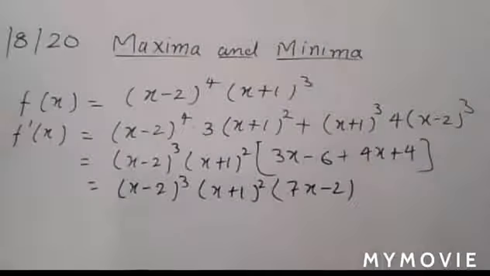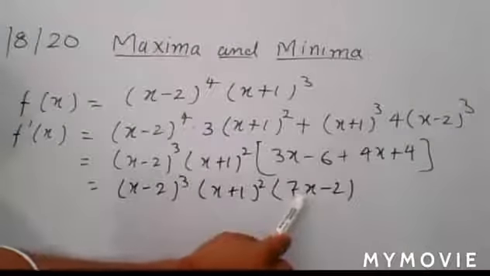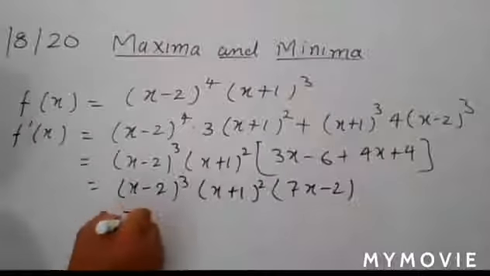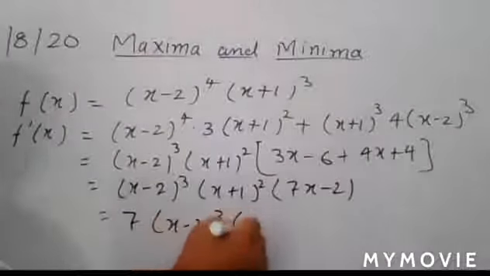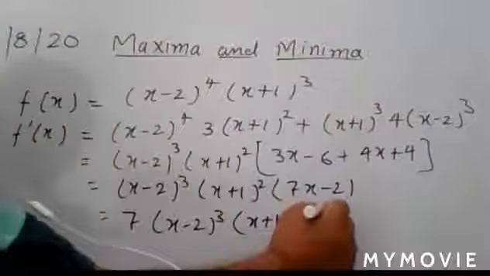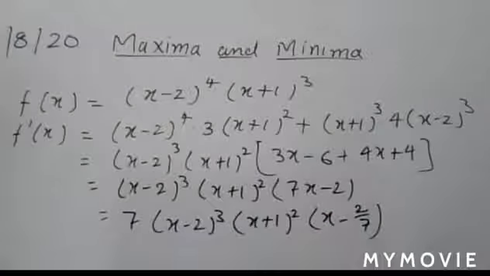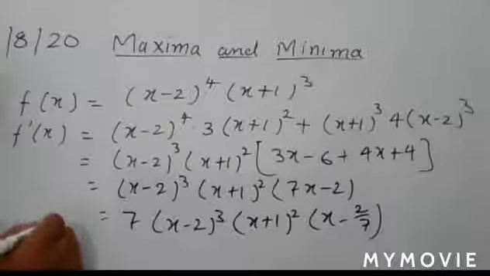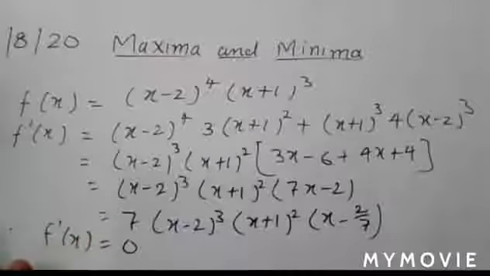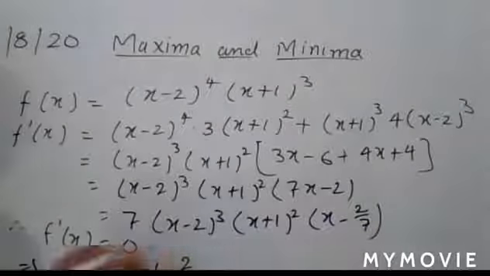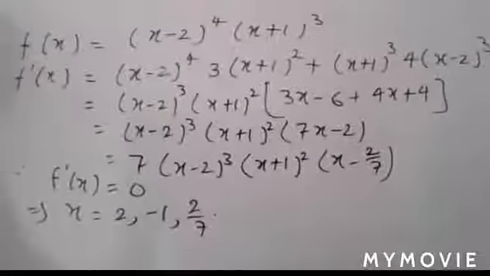Now take 7 common from this last factor. So you have 7 (x - 2)^3 (x + 1)^2 (x - 2/7). In this way you factorize the derivative. Your next step is to take f'(x) = 0, and this implies x = 2, x = -1, and x = 2/7. So in this way you have the values of x.